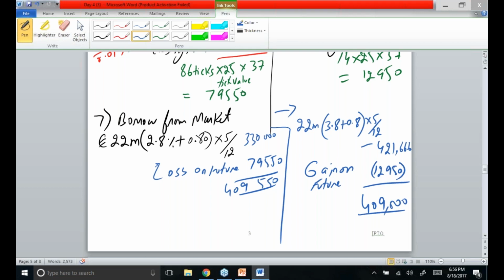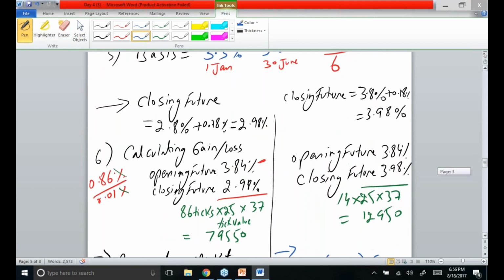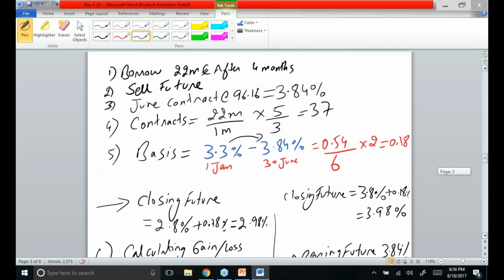So just follow these steps. You can easily solve it. What I have done in step number 1, we have borrowed 22 million. We are going to borrow 22 million after 4 months. Obviously, if you want to borrow, sell future. June contract 96.16, 3.84 is the opening future price. Contracts: 22 million over the contract size, into 5 months divided by 3. You are going to borrow for 37 contracts.